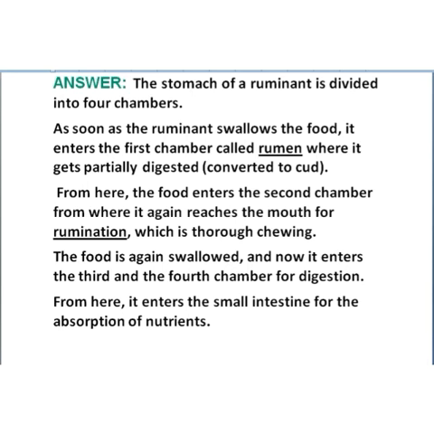From here, students, it enters the small intestine for the absorption of the nutrients. So these are the four chambers that take part in rumination. It is the process that is known as rumination, right, students?